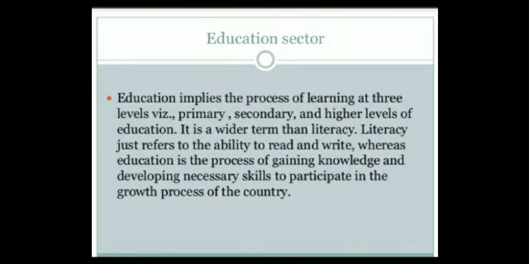Education sector. Education implies the process of learning at three levels: primary, secondary, and higher levels of education. It's a wider term than literacy. Literacy just refers to the ability to read and write, whereas education is the process of gaining knowledge and developing necessary skills to participate in the growth process of the country.